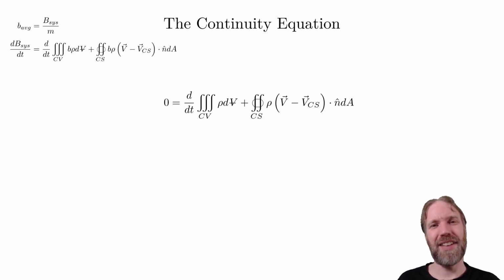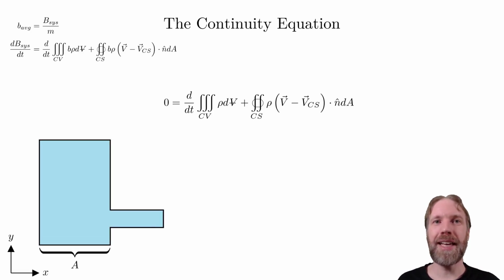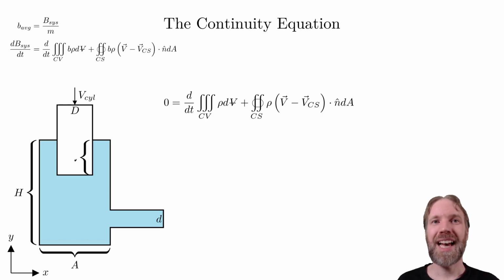Let's illustrate the equation with an example. We have a container of water with one outlet. The container has base area A and height capital H. The outlet diameter is small d. Now assume that we have a cylinder that can enter the container from above. The cylinder has diameter D and moves with speed v_cyl. When it moves down, it will push flow out through the outlet. Assume that it currently has traveled the distance h into the container. Then, what is the flow speed at the outlet?